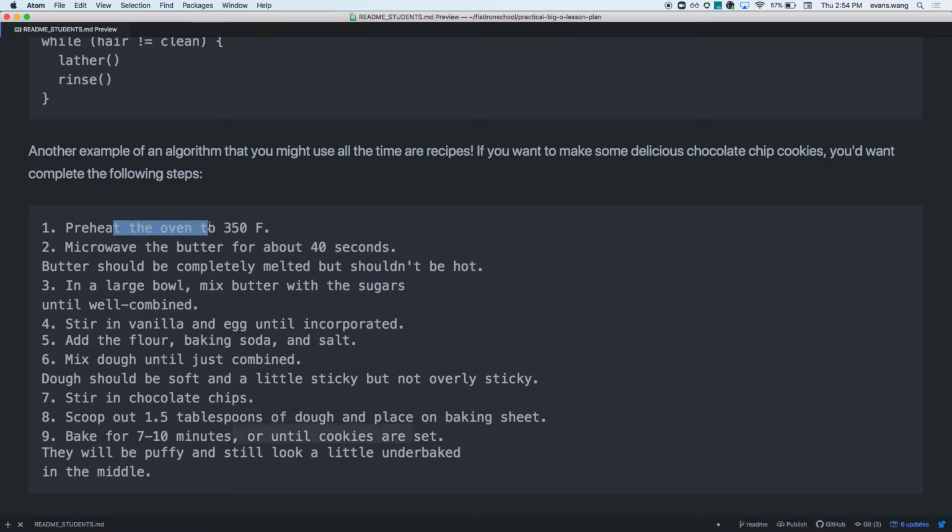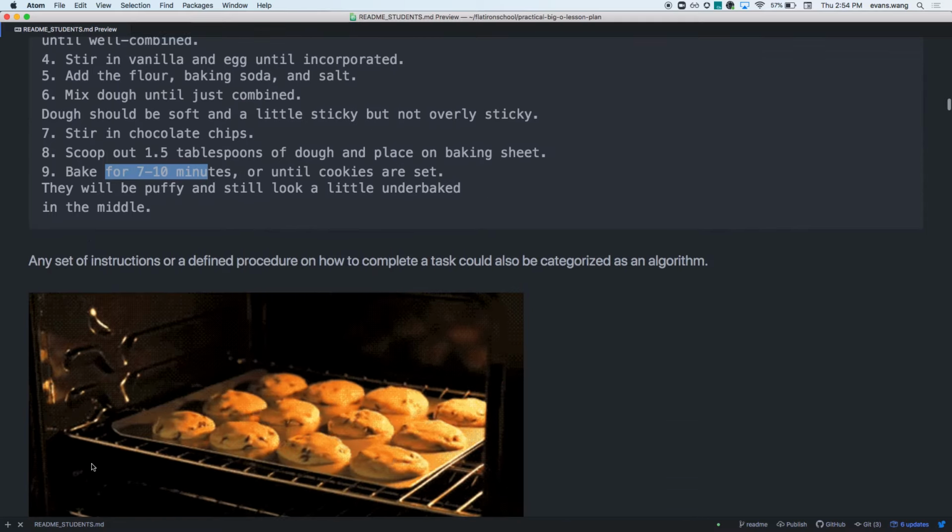Another example is what about cooking or recipes? The first thing is preheat the oven, microwave the butter for 40 seconds, unless you have it at room temp, and then blah, blah, blah, bake for 7 to 10 minutes, and then eat. Well, let it cool for 5, otherwise the roof of your mouth will hate you, and then consume and enjoy, right? So cool.